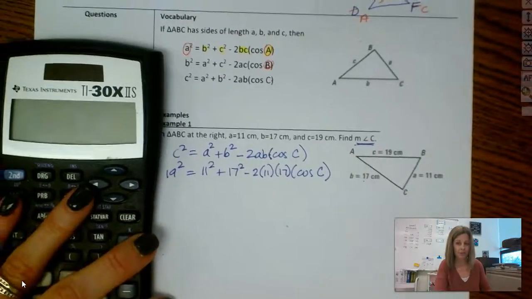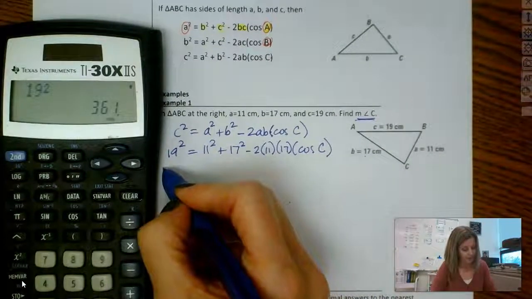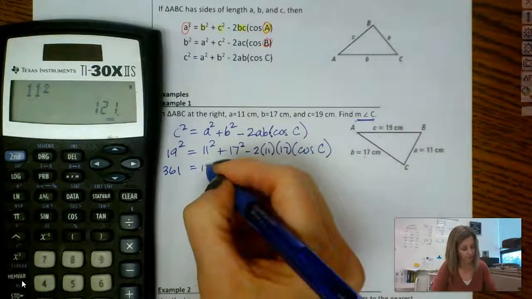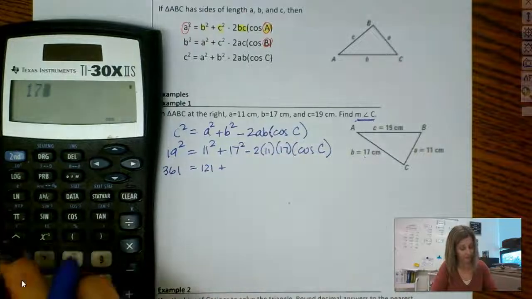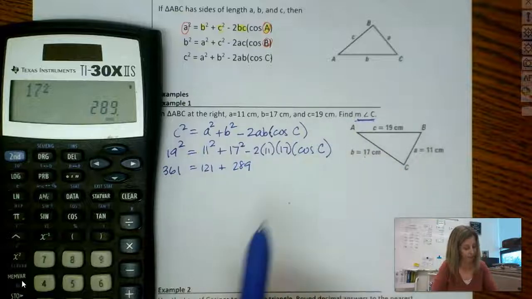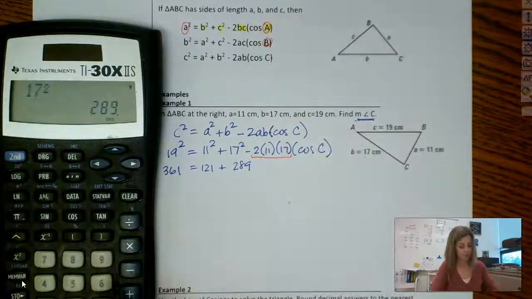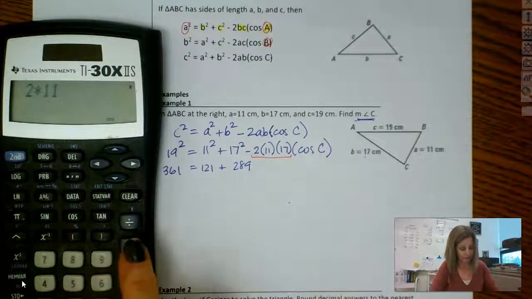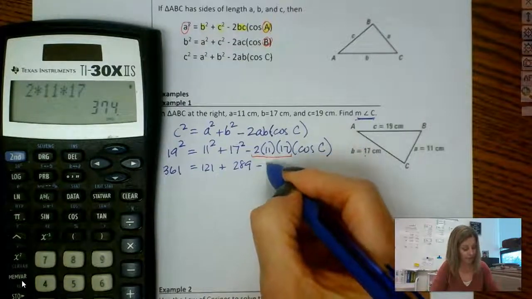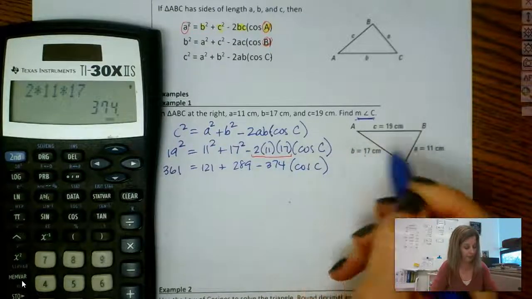So let's go ahead and do 19 squared. So 361. 11 squared is 121. 17 squared is 289. Now, I am going to go ahead and just multiply these three numbers together. So 2 times 11 times 17 is 374. So it's minus that number. And then I'm going to keep times the cosine of C.